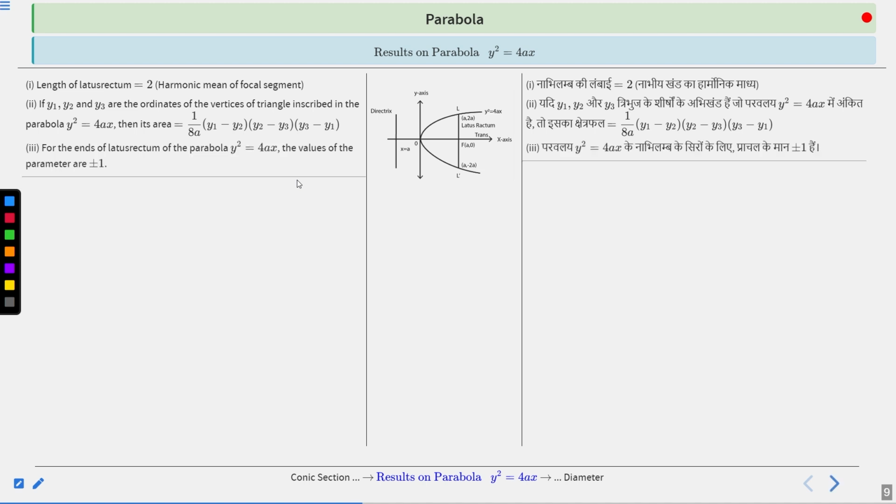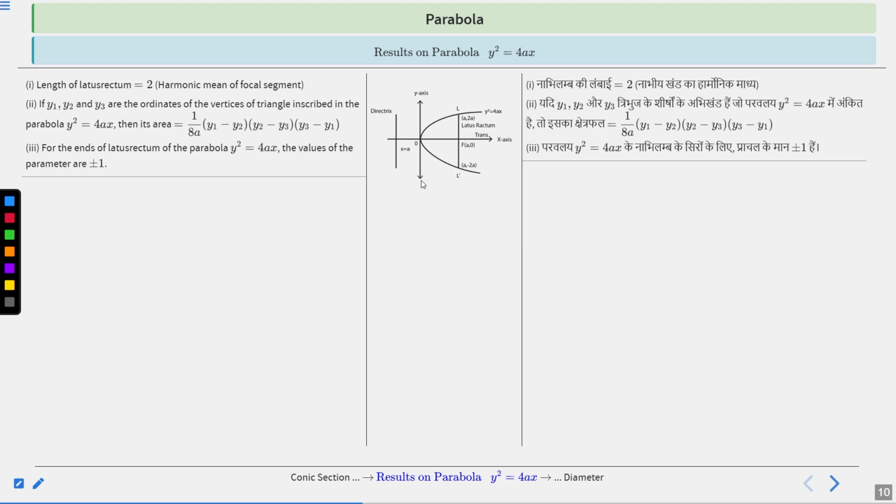Next, for the ends of the latus rectum of the parabola y² = 4x, the values of the parameter are ±1, because for the ends of the latus rectum only the y coordinate varies, with the sign plus or minus. One end is (a, 2a), the other end is (a, −2a), right?